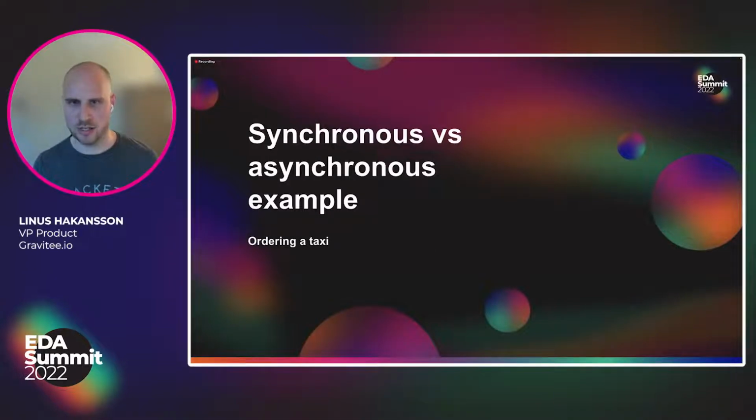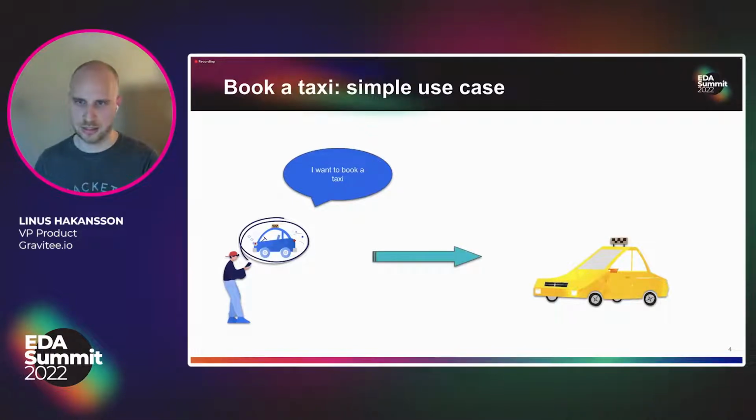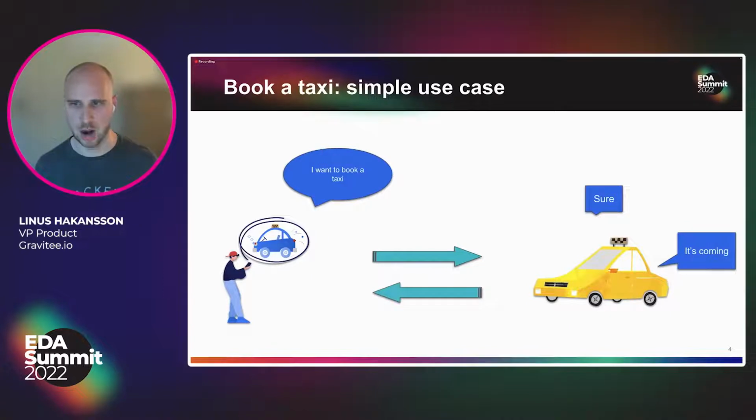So let's go through an example of ordering a taxi in a couple of different ways. Our use case is pretty simple. We have Mario here on the left, whose intent is to order a cab using his mobile phone application. He would expect that the taxi service would receive this request, acknowledge it, and then let him know who and how they are arriving to pick him up.